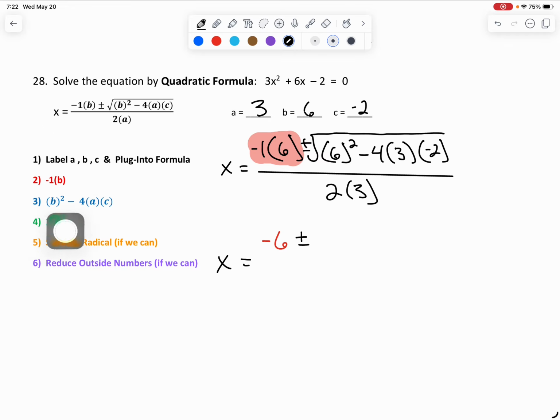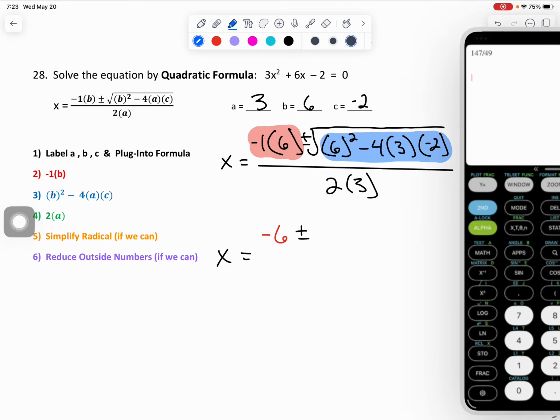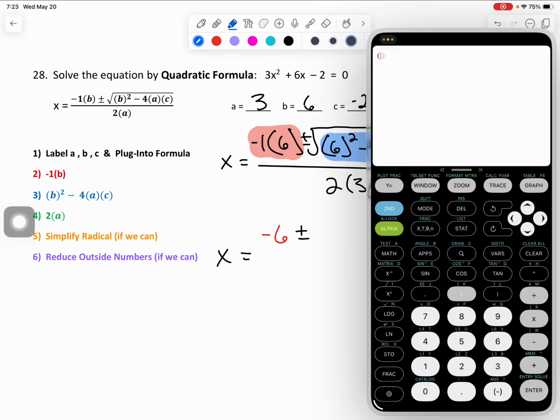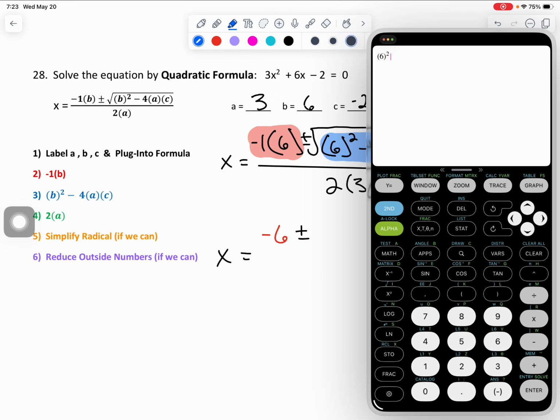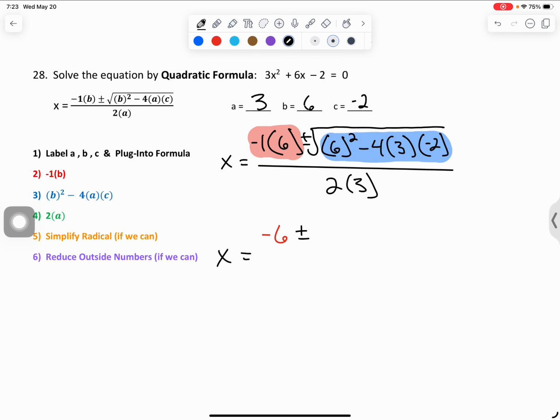All right, x equals, then it tells us to do negative 1 times B, so negative 1 times 6, well, that's negative 6. Mr. Richard, you forgot the plus minus there. I did. Sorry about that. I'm kind of working in a hurry here. Then it tells us to do everything underneath our radical. So I'm not going to highlight the radical itself because we're just going to enter the discriminant into our calculator. All right, we have 6 squared minus 4 times 3 times negative 2. Hit enter. What do we get? We do get 60.